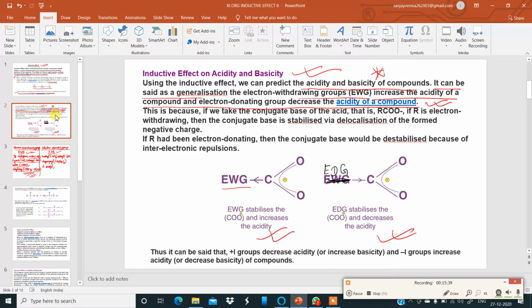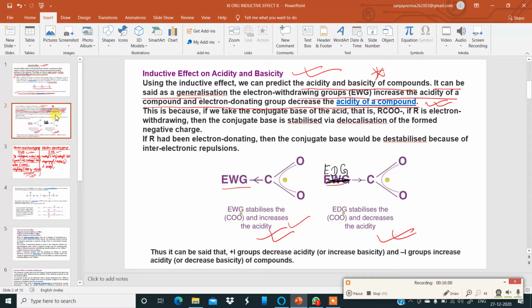It is stabilizing the COO minus and increases the acidity. That means the hydrogen is gone. The proton is donated from either of these oxygen atoms. Now, because of that proton which is gone, if the negative charge is stabilized over here, then that increases the stability and increases the acidity as well.